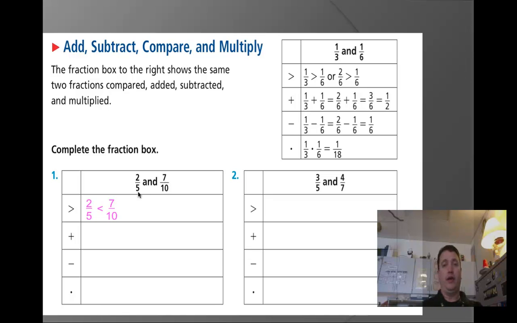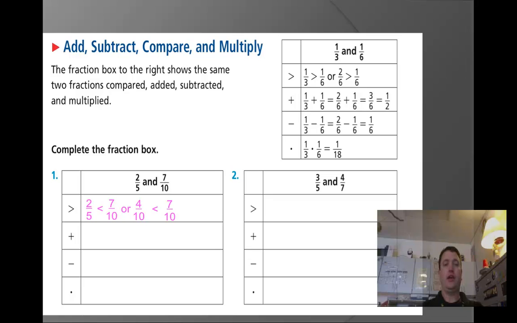Now, how do I know that? Well, I could quickly convert it into tenths, or I could just look at it and say 2 is less than half of 5, so that's going to be less than 1/2. 7 is more than half of 10, so it's going to be more than 1/2. And since more than 1/2 is worth more, I know what's going on there. Or I could convert them, and I could say, okay, 2/5 and 4/10, same thing. I multiply the numerator and denominator by 2, and 4/10 is less than 7/10.